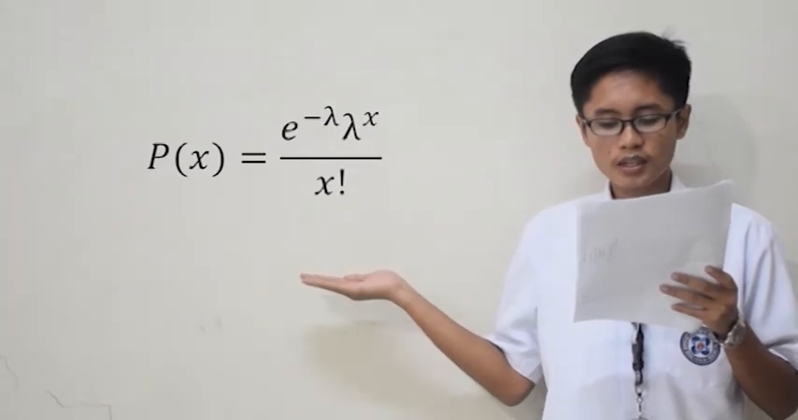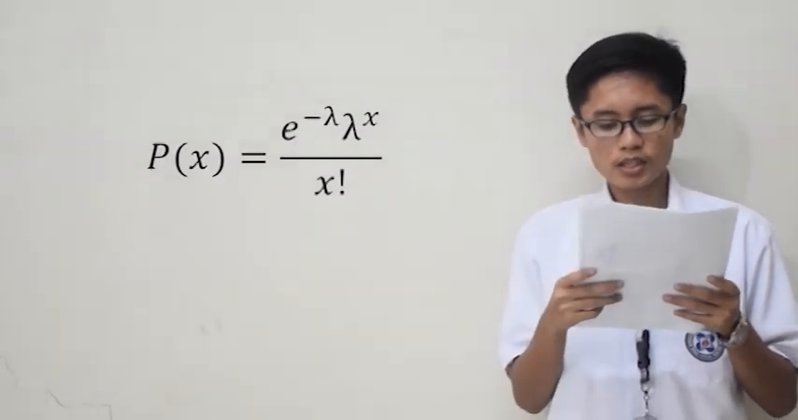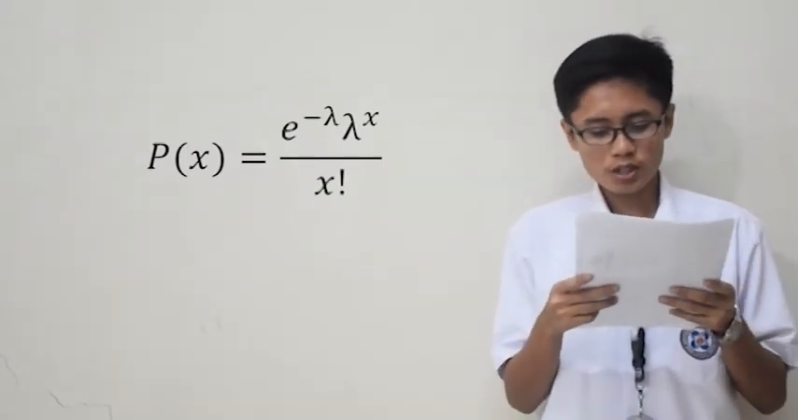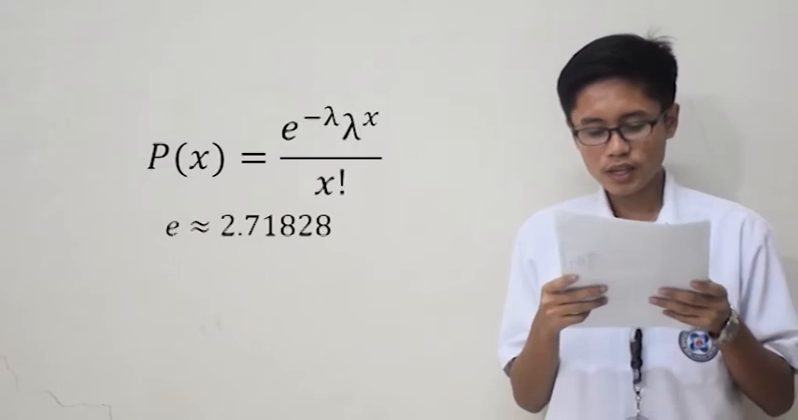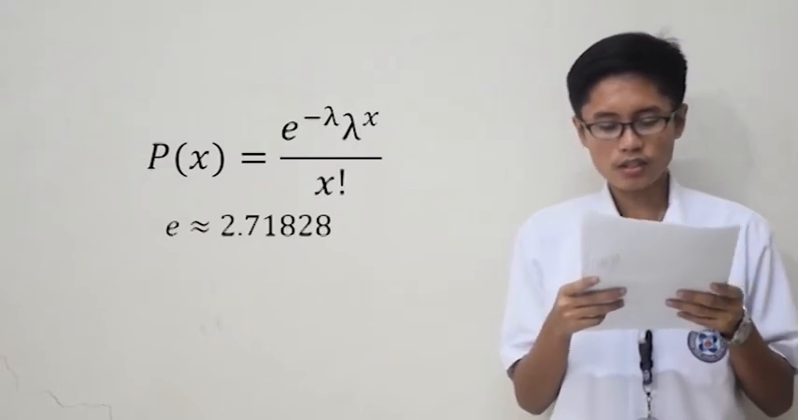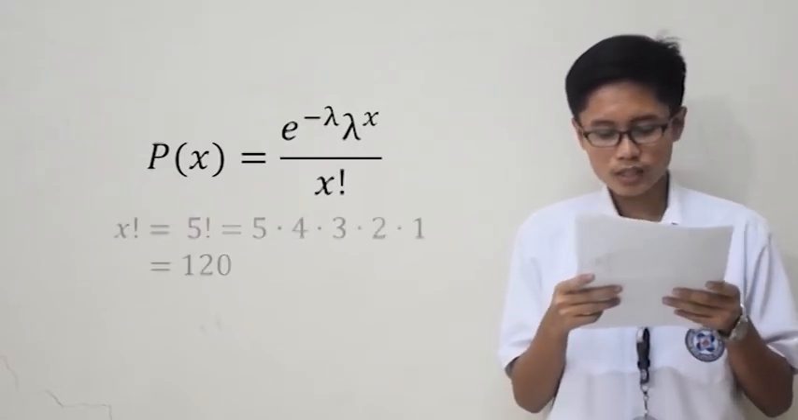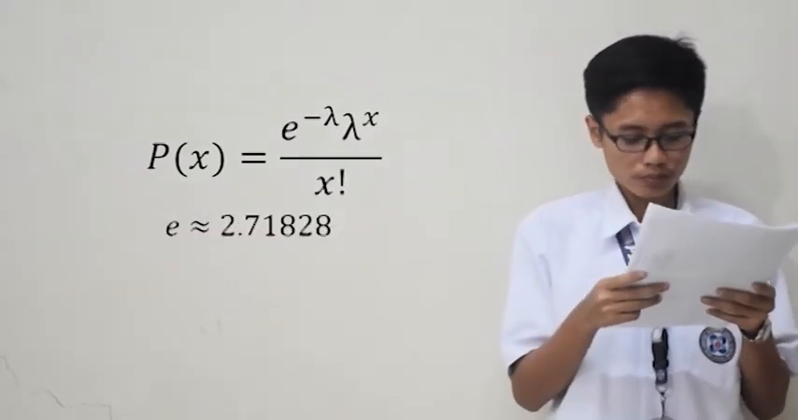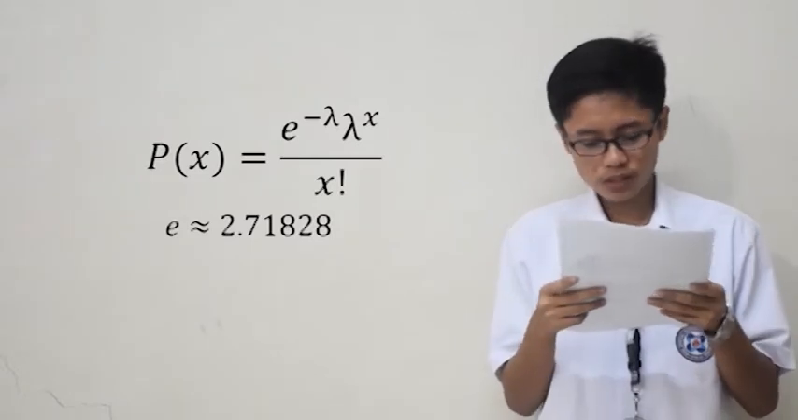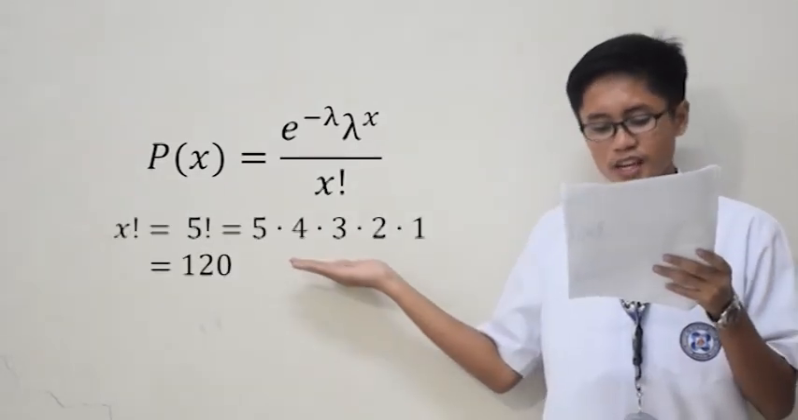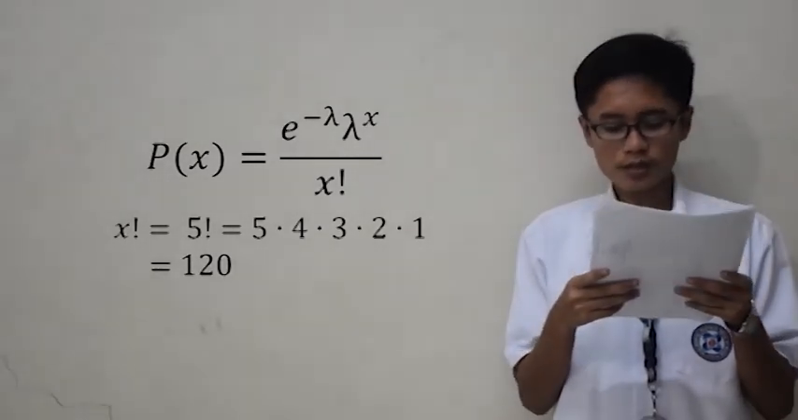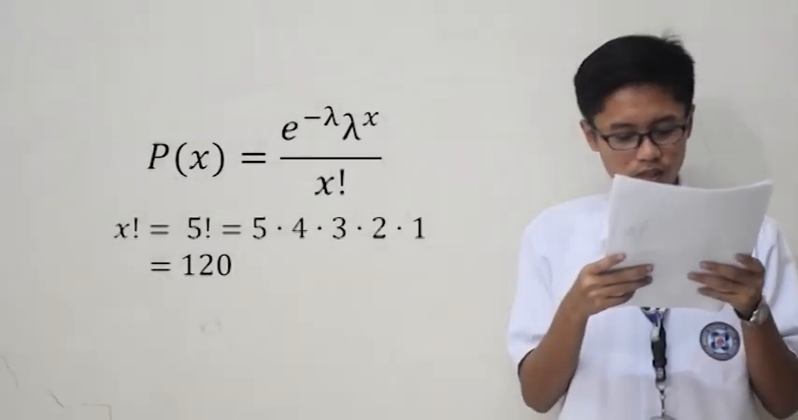e, like pi, is an important mathematical constant and the base of the natural logarithm. It is approximately 2.71828, but it is an irrational number that has infinite non-repeating decimal places. We've discussed factorials previously, but as a specific example of this x factorial, 5 factorial would be 5 times 4 times 3 times 2 times 1, and that would be 120.